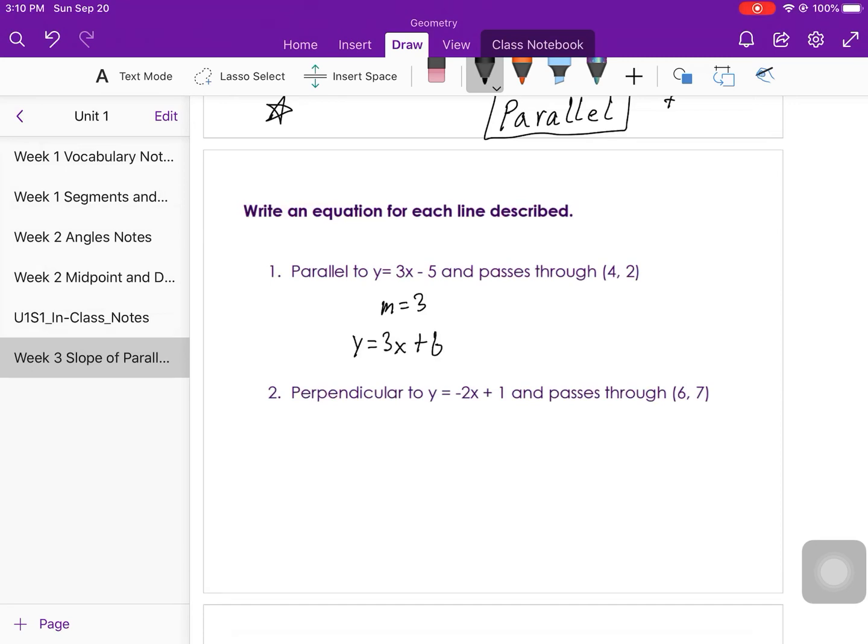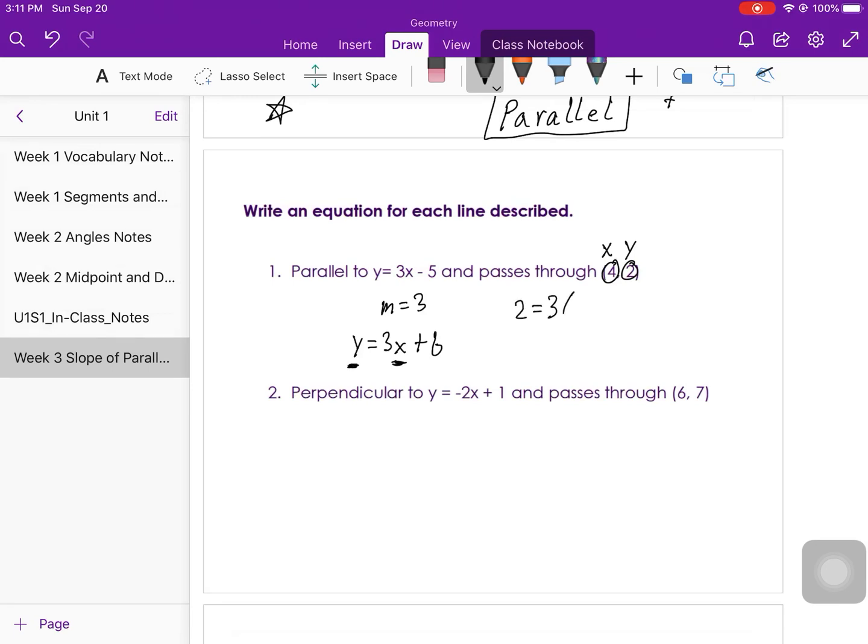We don't know what the y-intercept is, so we're just going to put the plus b. Now what we want to do to find it is, remember that this is a point that the line has to go through, so this is an x and y pair. So we're going to take 4 and plug it in for x over here. We're going to take 2 and plug it in for y over here.